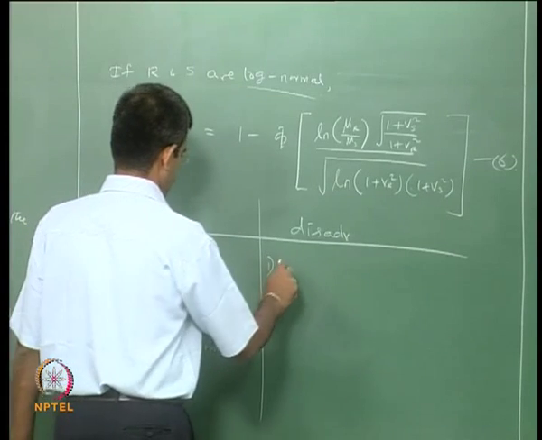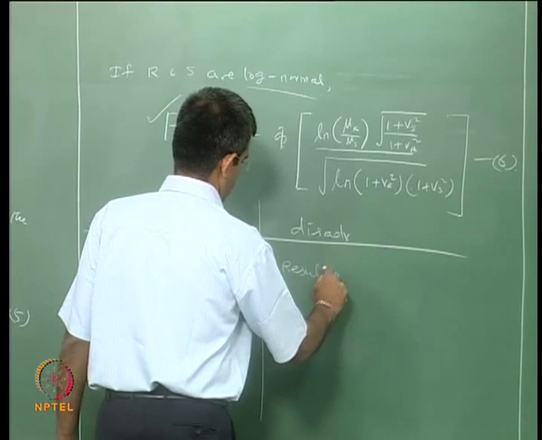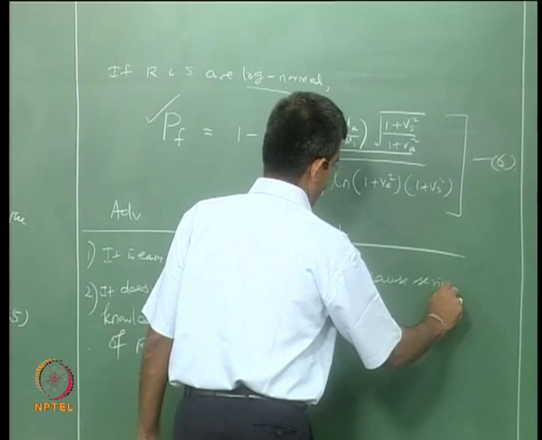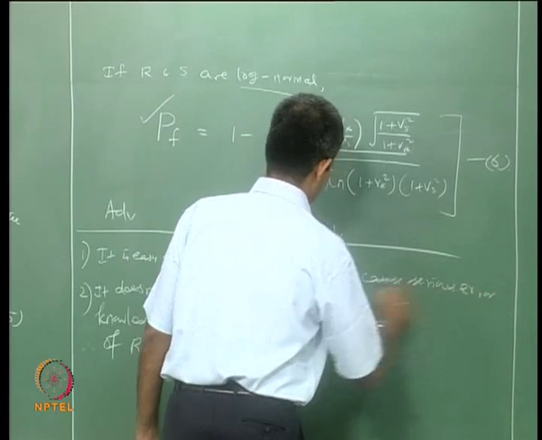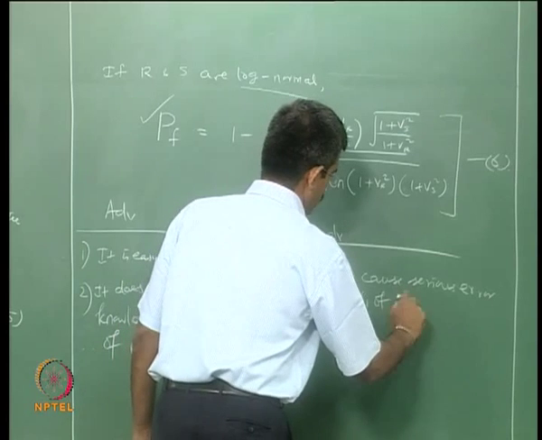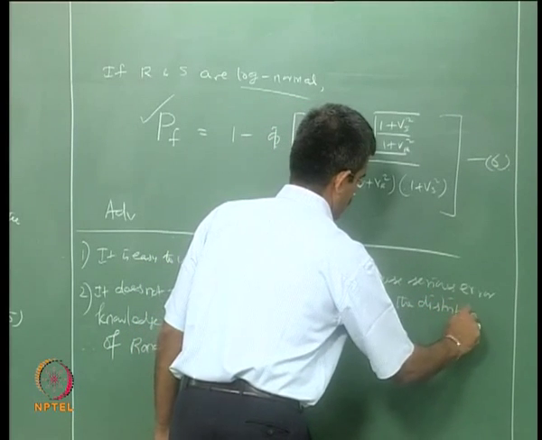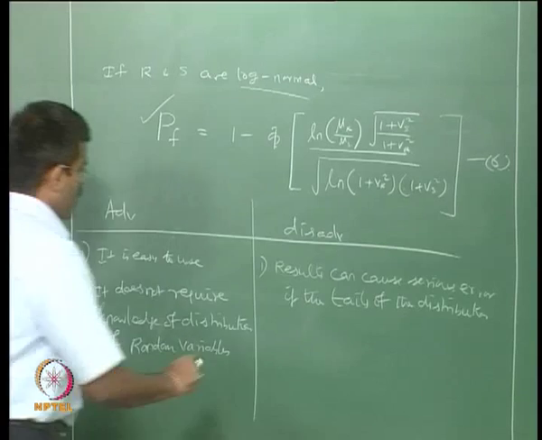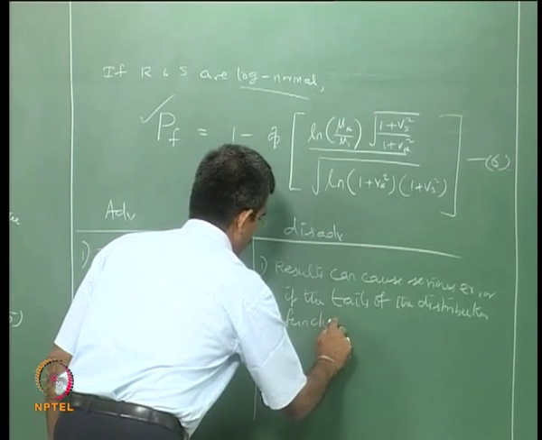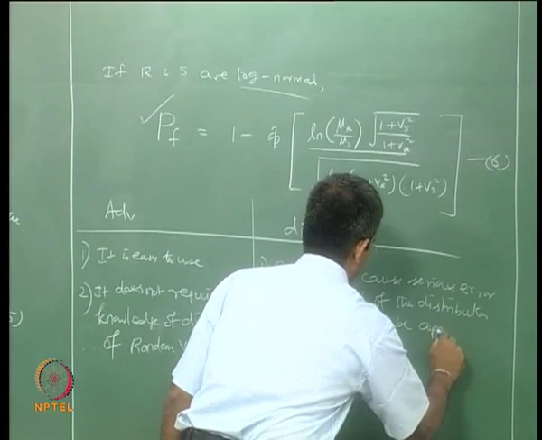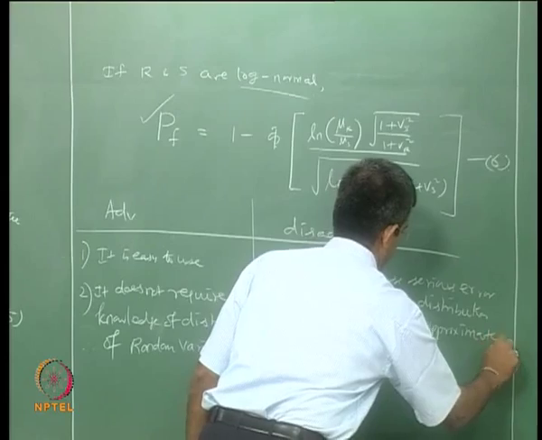Disadvantages are: results can cause serious error if the tails of the distribution function cannot be approximated by a normal distribution.